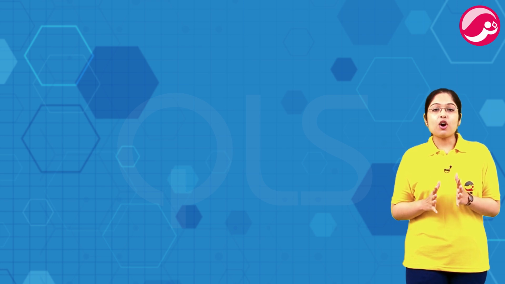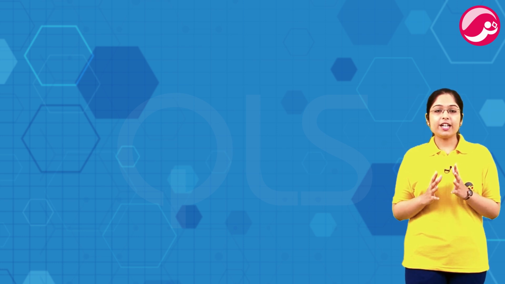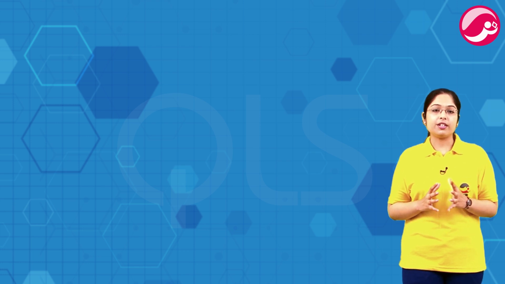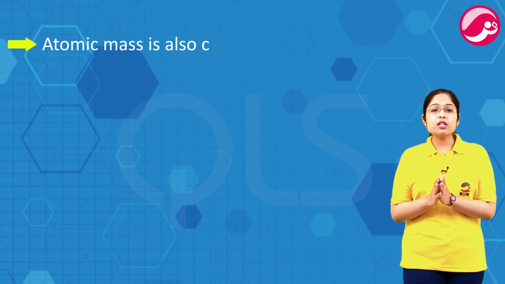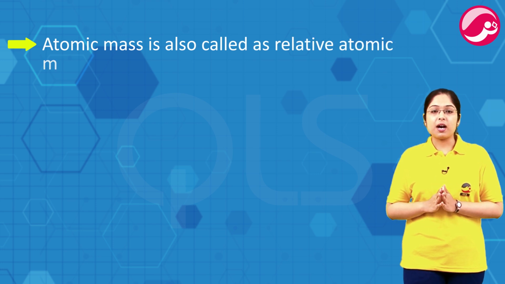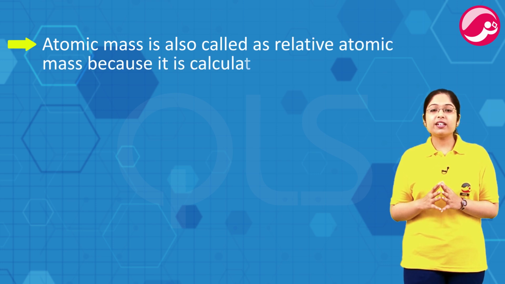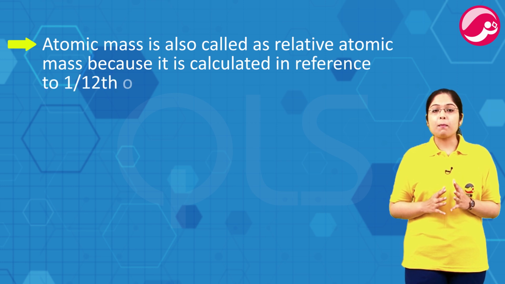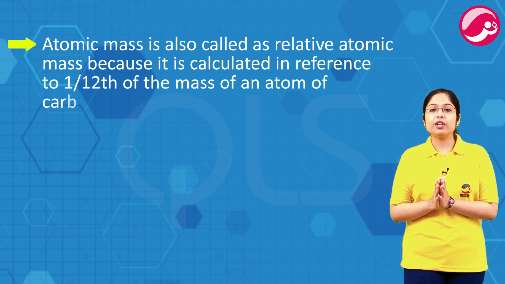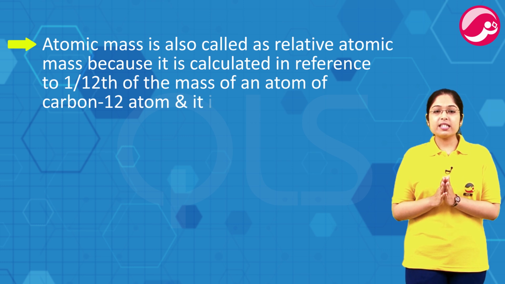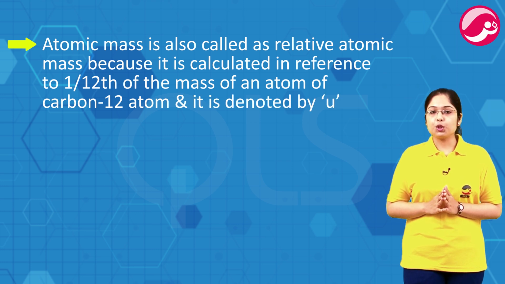In last class we talked about atomic mass. Atomic mass of an element is the mass of an atom of the element. Atomic mass is also called relative atomic mass because it is calculated in reference to 1/12th mass of an atom of carbon-12. It is denoted by small u.